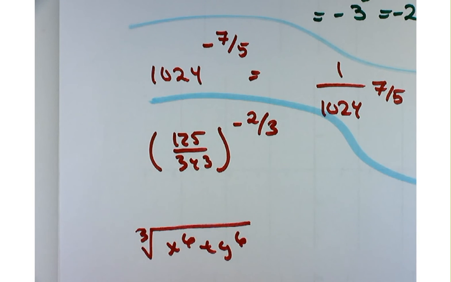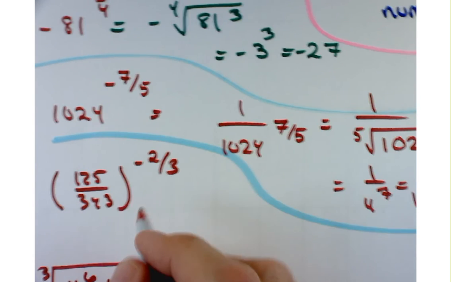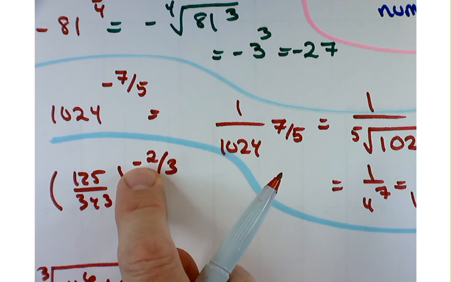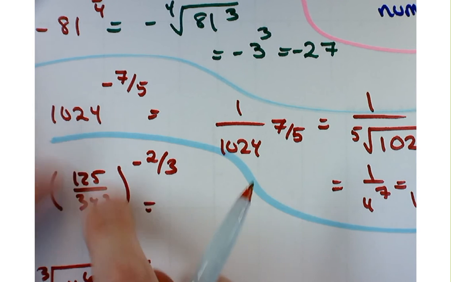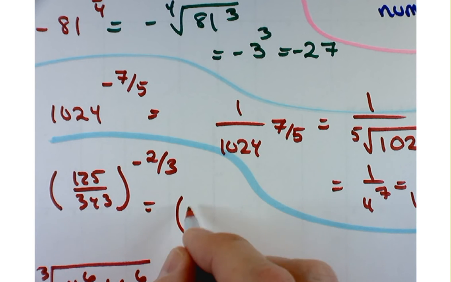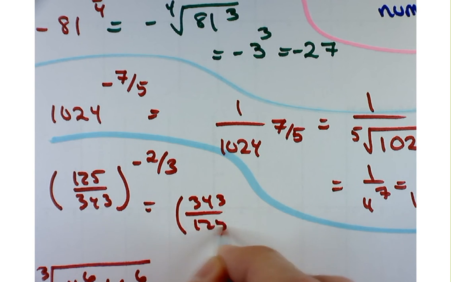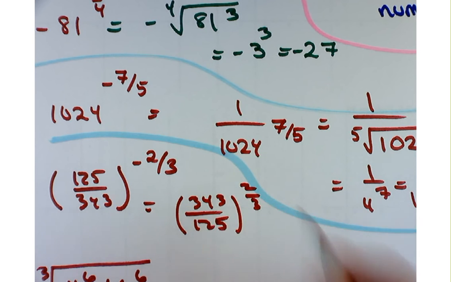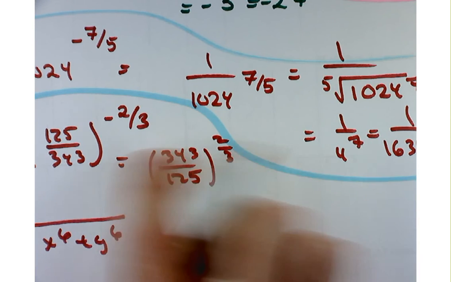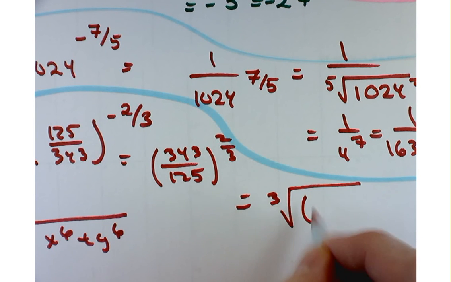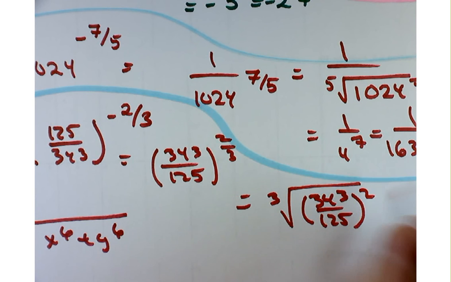And what I'd ask you to do is just give me a fraction. Now you can do a little bit of work here to make your life easier. Because there's a negative here and you've got a fraction, you can make that a positive by taking its reciprocal. So now the positive 2/3. And then you can rewrite that with radicals. The cube root of 343 over 125 squared.